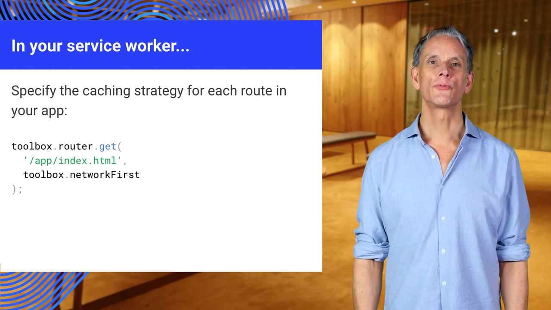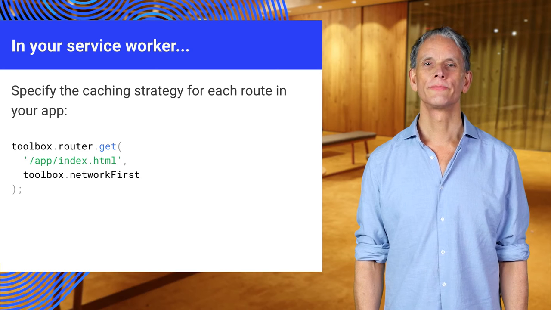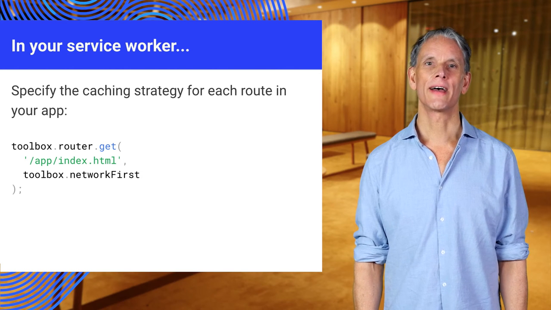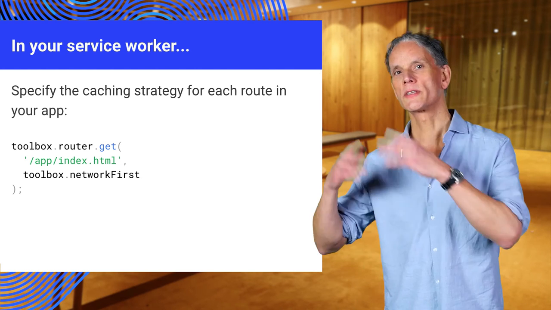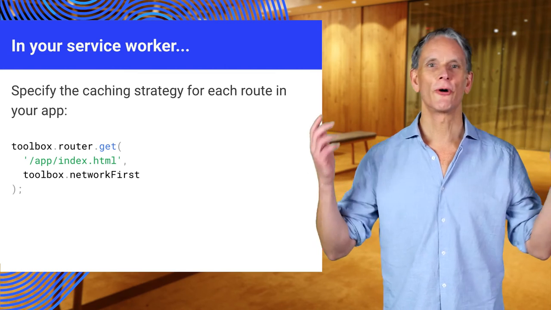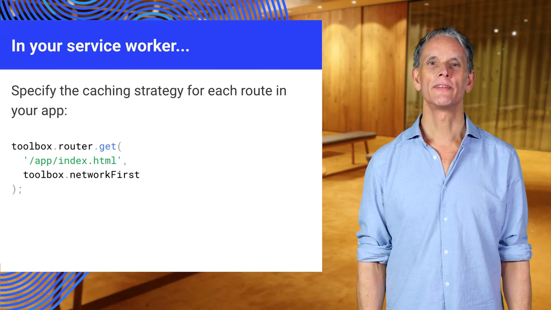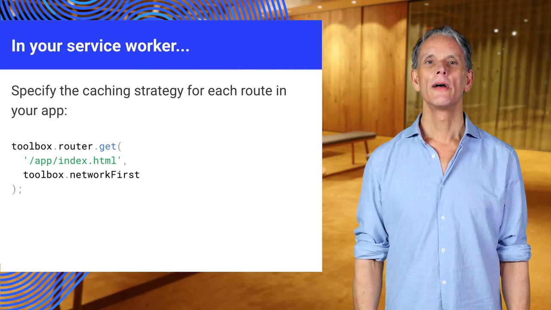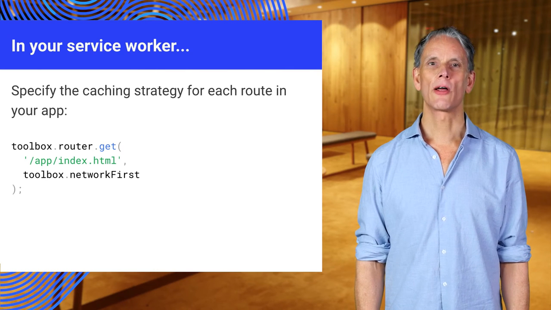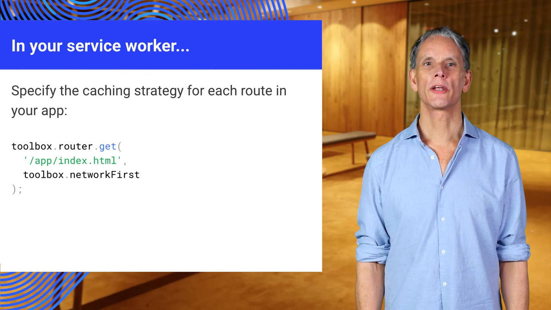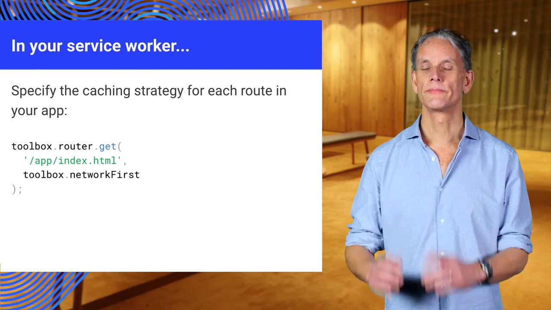We start each route with toolbox.router. We can then specify an HTTP method to match. This can be get, post, put, delete, or head. The first argument after the HTTP method is the URL pattern. This can be written using express-like syntax or a regular expression. We'll talk more about that later.